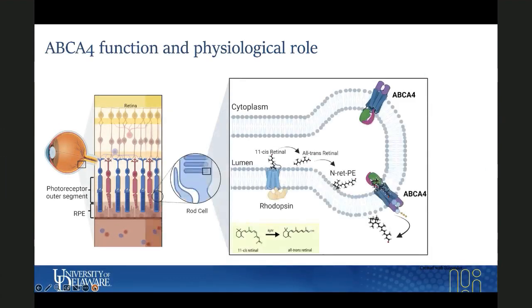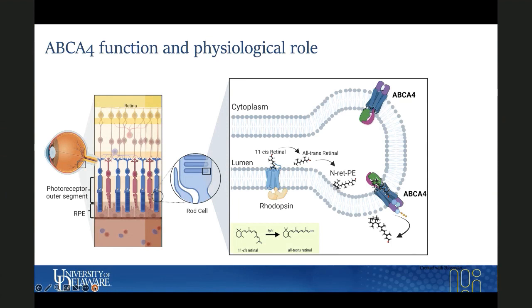So what does ABCA4 do in the retina? ABCA4 is involved in what's known as the visual transduction cycle. So remember, your mother told you to eat carrots, and the reason she did that is because beta carotene in the body is converted to 11-cis retinal, which acts as a chromophore for rhodopsin. And from your biology, you probably remember rhodopsin. And rhodopsin helps us convert the light signal to what we see as vision.